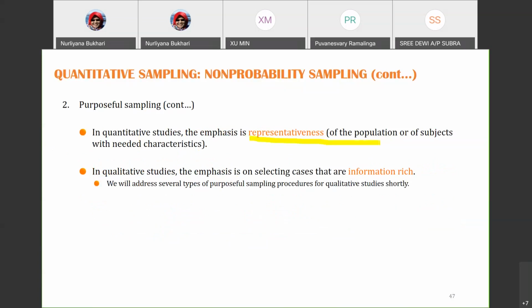Okay, it has to be representative, of course. Again, that is what we need if you want to generalize, or we want to make some kind of inference about that population. Okay, it has to be information rich. In a qualitative study, the emphasis is on selecting cases that are information rich. Means you want that person because of all the characteristics that will contribute to the findings, or to what you want to find. Okay, their perspectives matter.